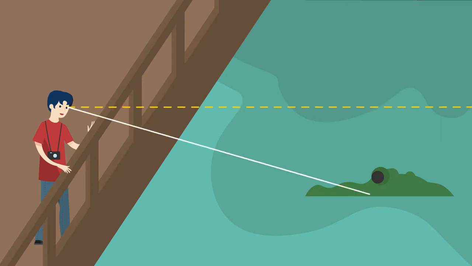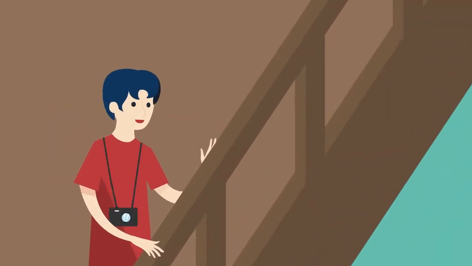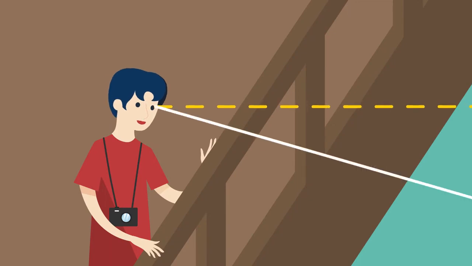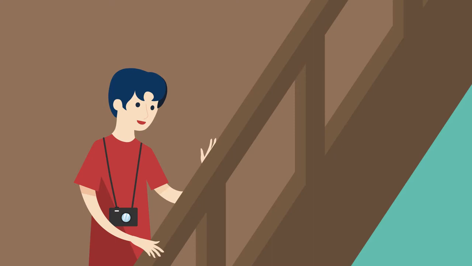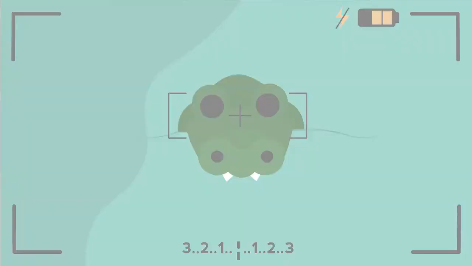When he looks down, there is an angle formed. Let's find out where this angle is. Remember, Dylan was looking straight like this just now. Then he looked down at the crocodile. There is an angle here. This is the angle of depression. Depress means downwards. With this angle of depression of the crocodile from Dylan, he takes a picture of it.